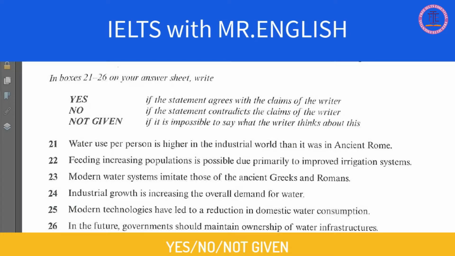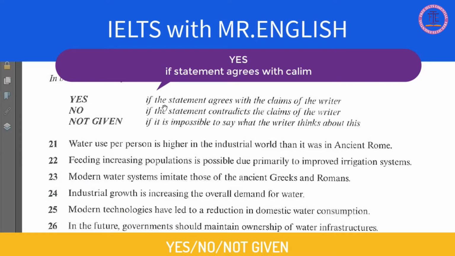Today I'm going to teach you how to attempt IELTS reading, and the question type is yes, no, not given. First of all, let's discuss what is yes as per the standard. The statement would be considered yes if the statement agrees with the claim of the writer. Whatever is written in this statement, if it is agreeing with the information given in the passage, then it would be considered yes.